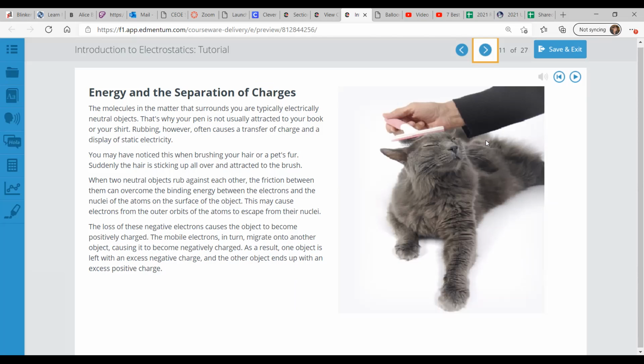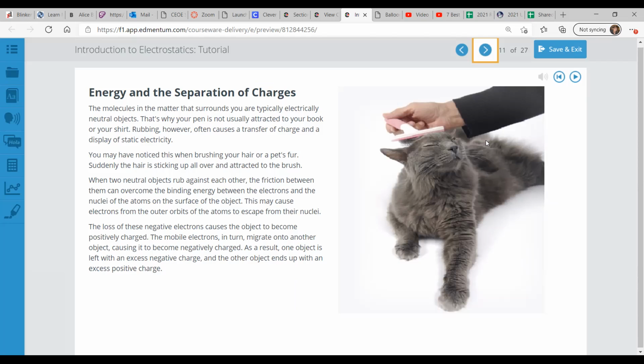You may have noticed this when brushing your hair or a pet's fur. Suddenly the hair is sticking up all over and attracted to the brush. When two neutral objects rub against each other, the friction between them can overcome the binding energy between the electrons and the nuclei of the atoms on the surface of the object.